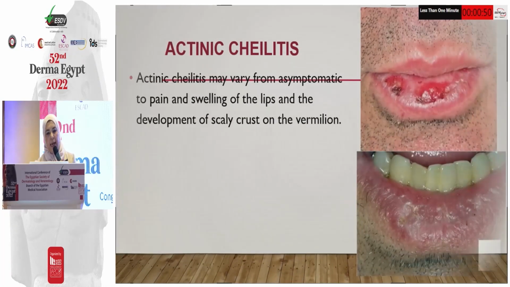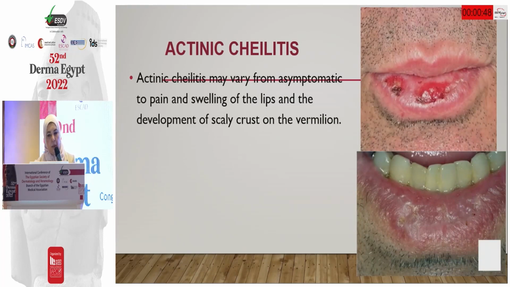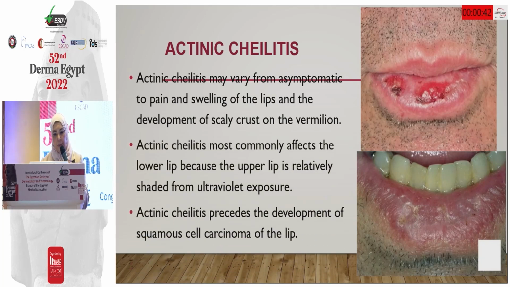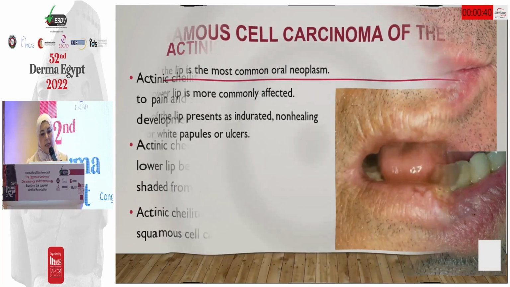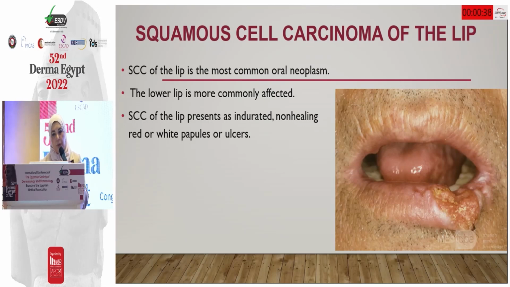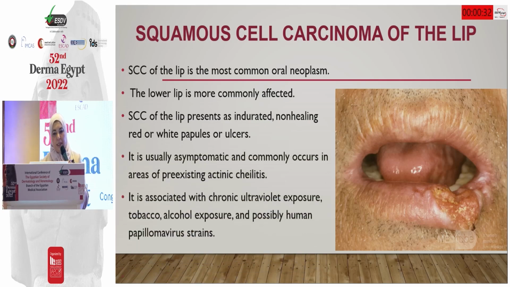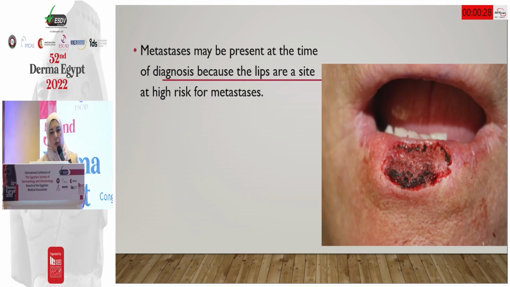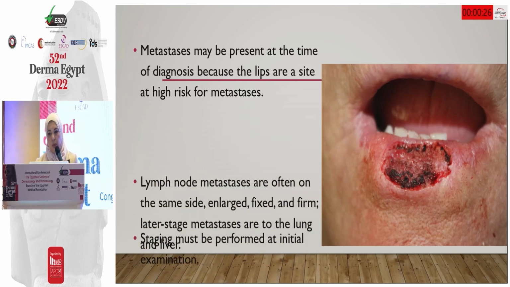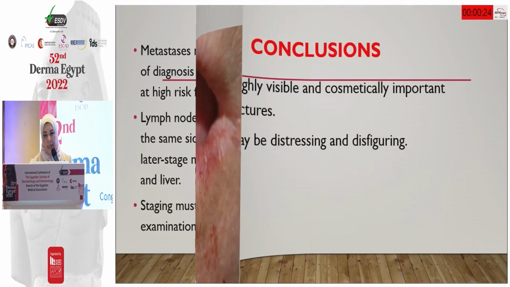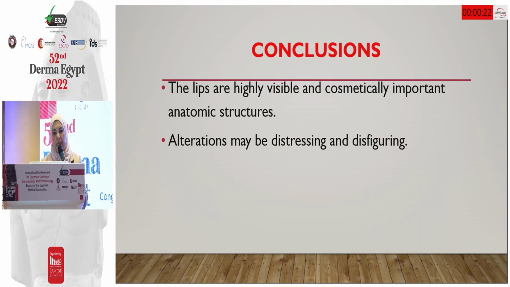Neoplastic conditions أهمهم الأكتينيك cheilitis ودي very common طبعاً عندنا في مصر. commonly إنها بتأفكت اللور لب أكتر من الأبر لب لأن هي more sun exposed. دي بتبقى pre-malignant lesions can transform to squamous cell carcinoma. squamous cell carcinoma usually بتكون associated with metastasis when it is diagnosed. وكلنا عارفين squamous cell carcinoma how to diagnose.